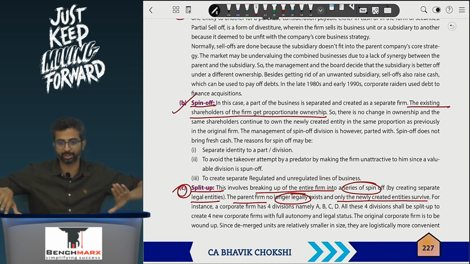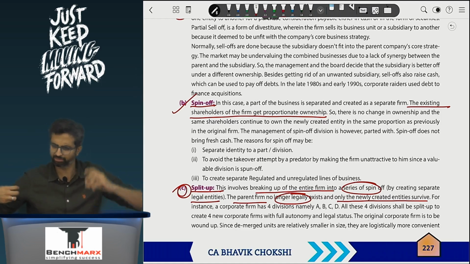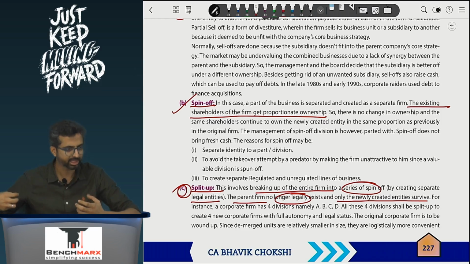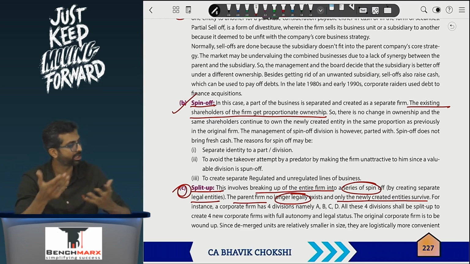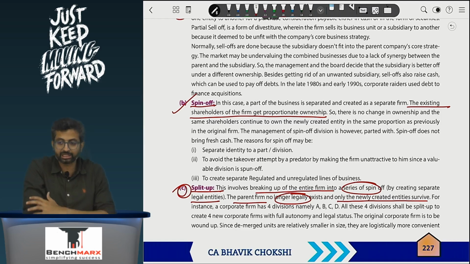Everyone is separating. If one of the brothers separates, the other HUF continues as it is. There is no tension in that. One brother separates. That can be a spin-off or it can be a carve-out, depending on the company structure. But if the entire HUF is dissolved, then it becomes a split up. Yes, okay.